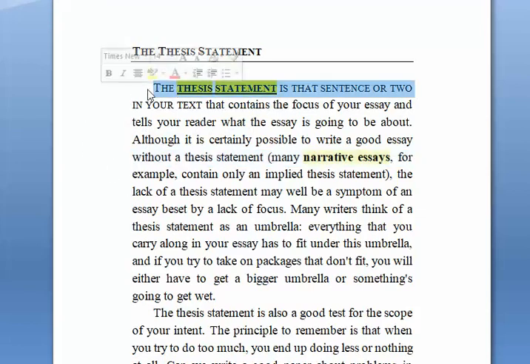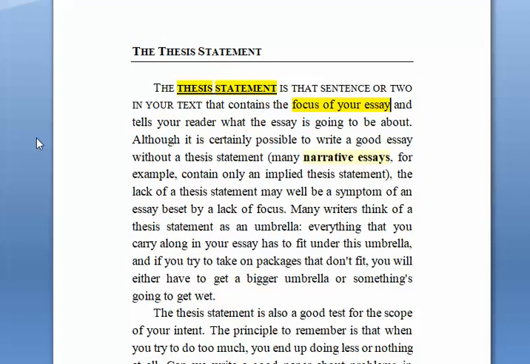Thesis statement is that sentence or two in your text that contains the focus of your essay. It means the sentence or more than one sentence which gives you the focus of your essay and tells you, the reader, what the essay is going to be about. So this is called thesis statement.